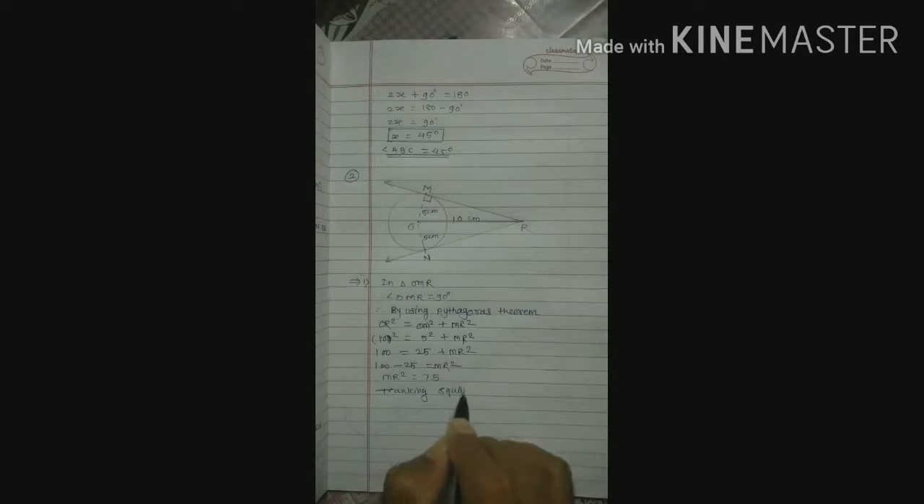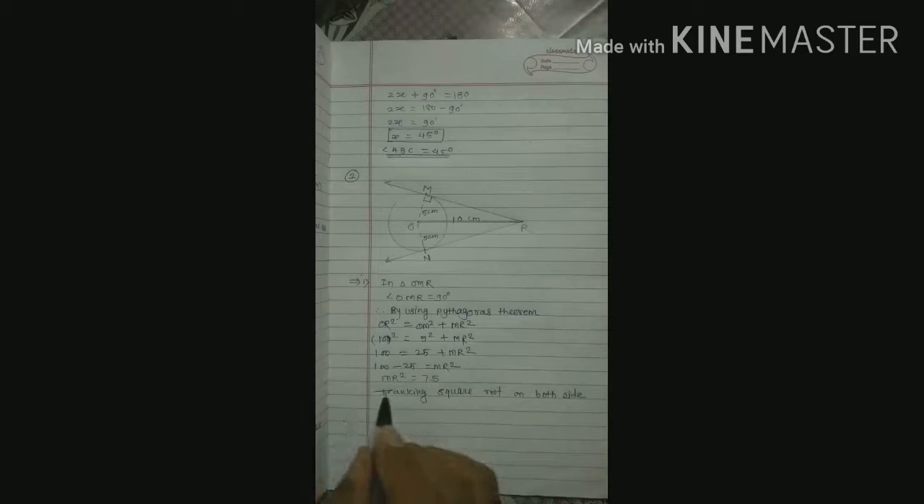Taking square root on both sides, therefore MR is equal to 25 into 3 in root. So MR is equal to 5 into root 3.